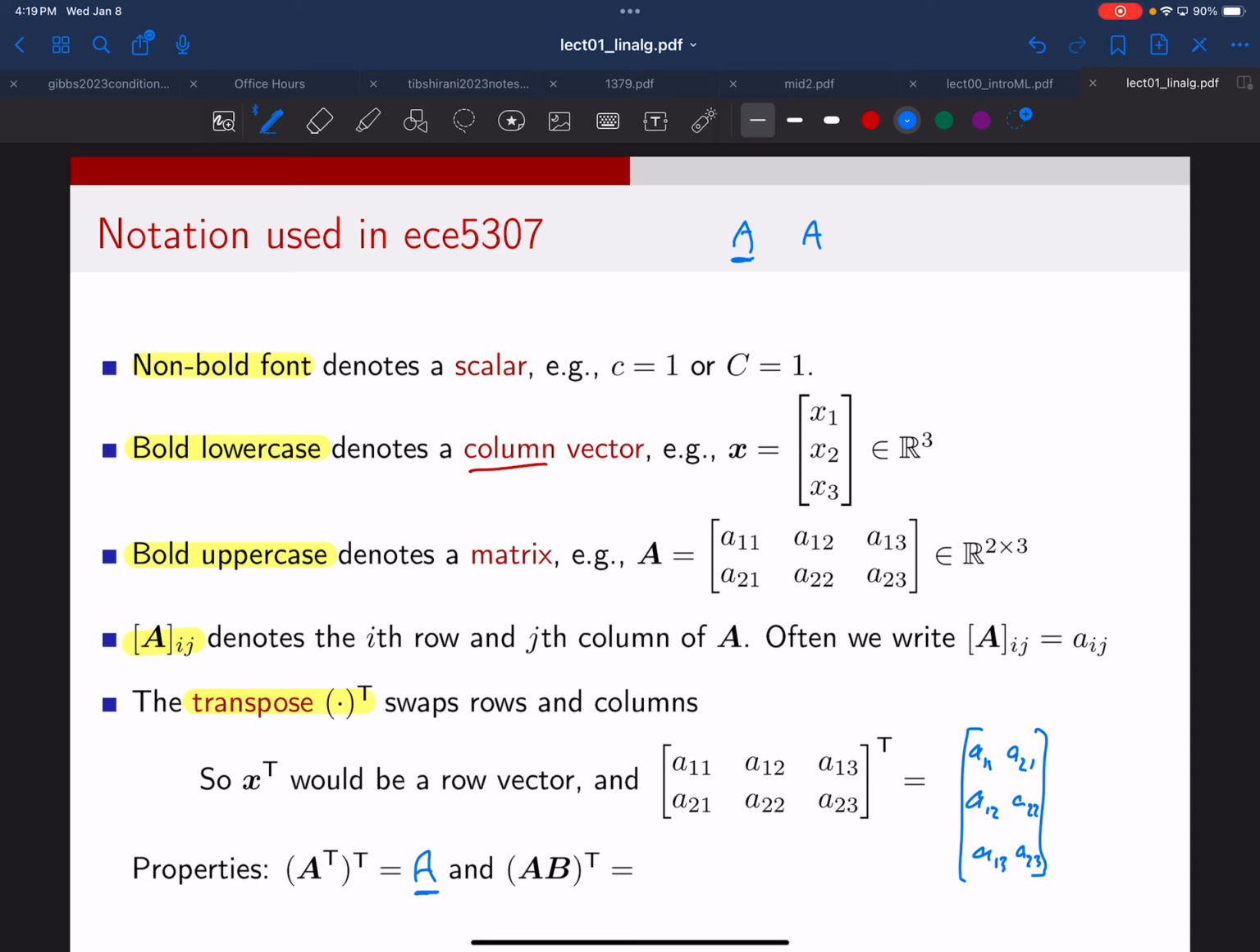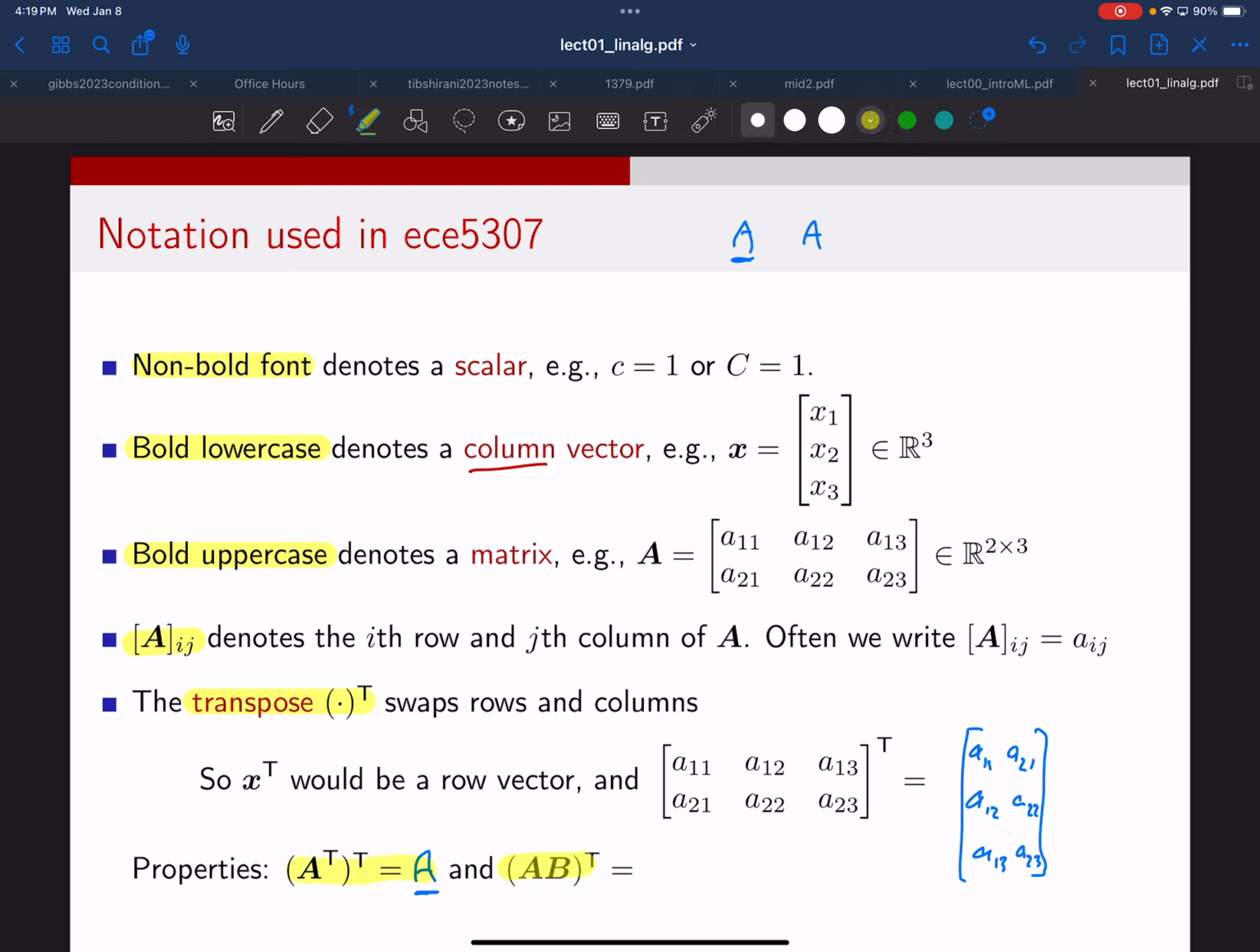Outside this class, you can do whatever you want, but I would really like you guys, when you have a vector or matrix, to distinguish it with an underline, so we can keep these things separate. It makes everything a lot easier to understand. Okay, so that's one property.